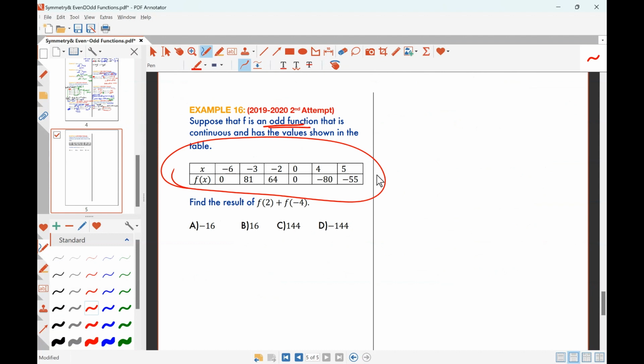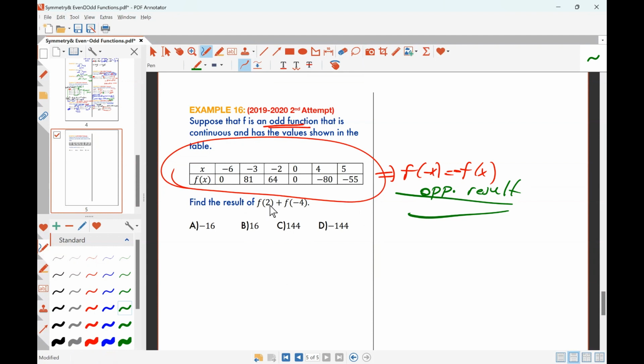So what's the relation in an odd function? Remember the relation. F of minus x equals minus f of x. So it means when we switch the sign of x, the sign of the result will switch too. So we will have an opposite result. By using this idea, we will solve this question. By switching the sign of x, the result will be opposite.